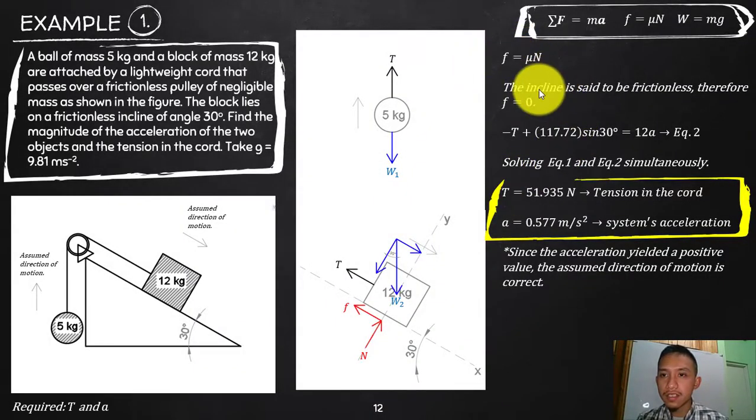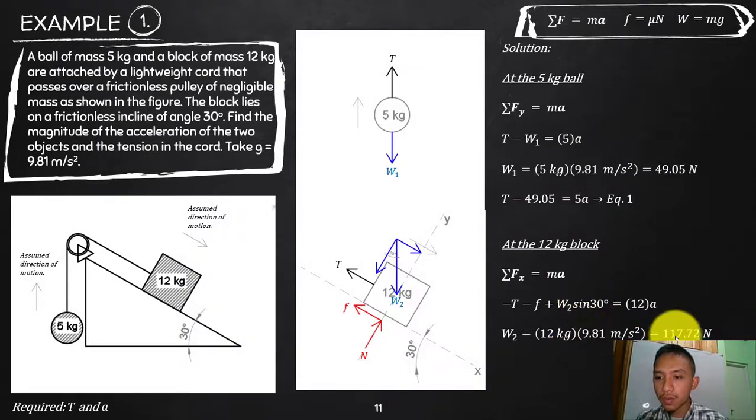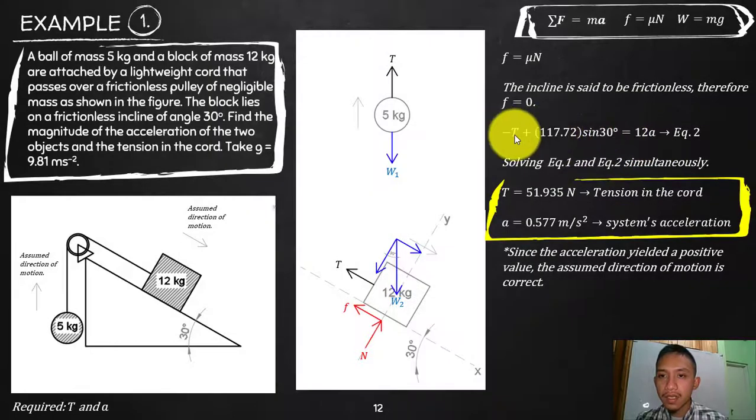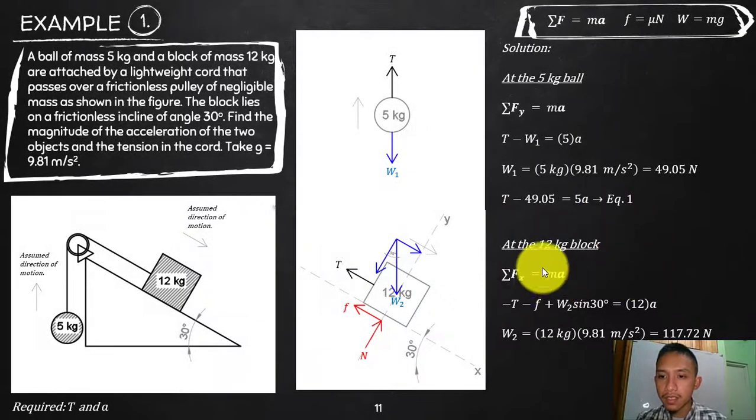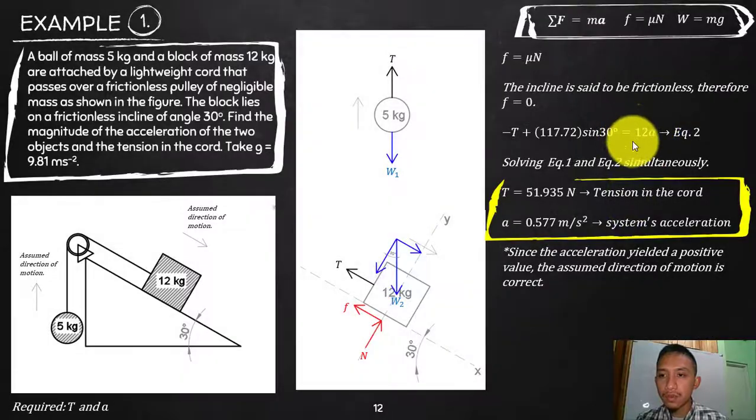Okay, so again, this is just the explanation. If there is a friction, that is just equal to f n. But since this is frictionless, friction is 0, so that is useless. But again, substitute your weight 2, which is 117.72. You will have here negative T. F is cancelled because that is 0. Plus weight 2, which is 117.72 sine 30, equals, isn't it, mass times acceleration. We know your mass to be 12 and your acceleration, which is another unknown. So you have another equation which is in terms of T and acceleration.